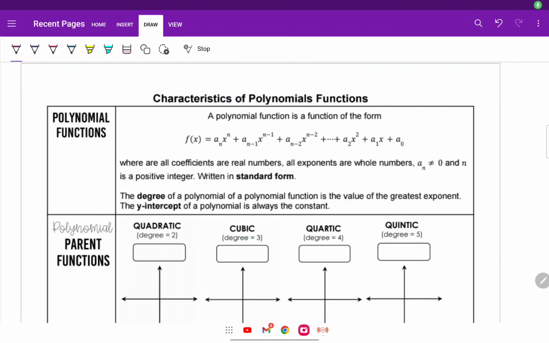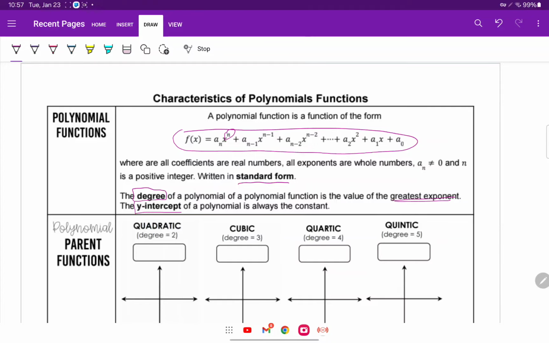All right, in this lesson, we're going to talk about the characteristics of polynomial functions and their graphs. Don't be intimidated by this format here. This is just a polynomial in general form, but a couple of things to keep in mind. We always write them in standard form, so notice it goes biggest power down to the smallest. The degree of the polynomial we've discussed is always going to be the biggest exponent. The y-intercept of a polynomial is always the constant, and remember, constant is the number without a variable with it.